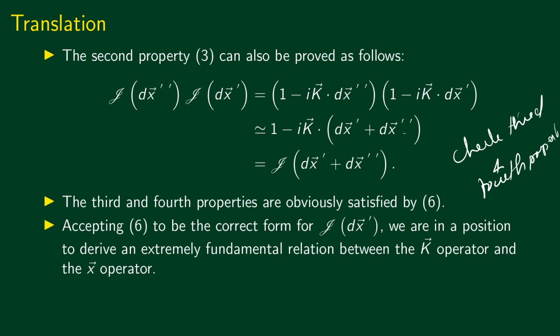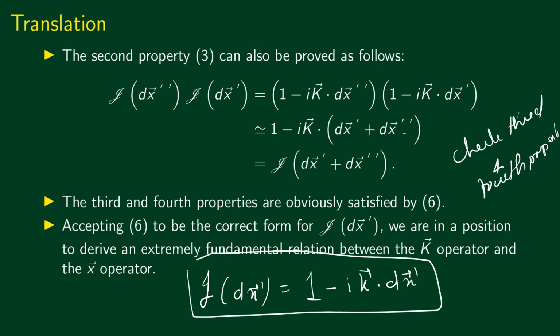Okay, this is an operator that changes only infinitesimally from the identity transformation. So now we can accept this definition, right? We can accept that J of dx vector prime, the infinitesimal translation operator, can be written as 1 minus i k vector dot dx vector prime, right?